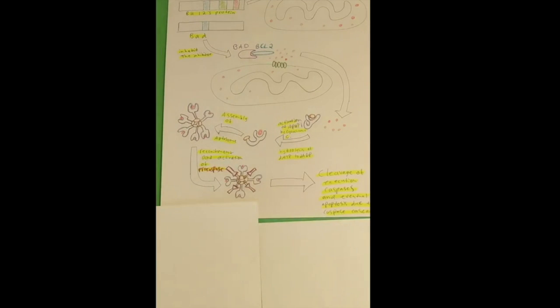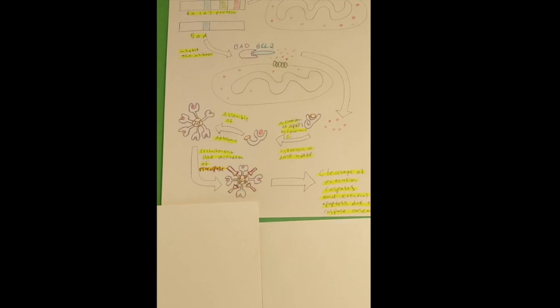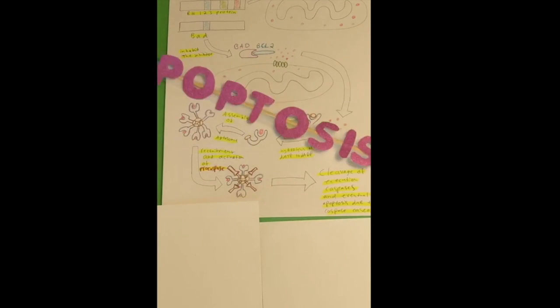And cleaving executioner caspases leads to a cascade as more and more caspases cleave each other. And this cleavage will then eventually lead to apoptosis because executioner caspases cleave specific molecules that are needed for apoptosis. So again, apoptosis, my favorite little cutout, it's going to happen through this same pathway.